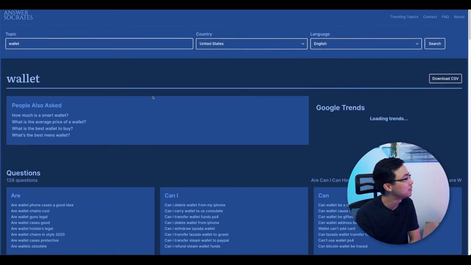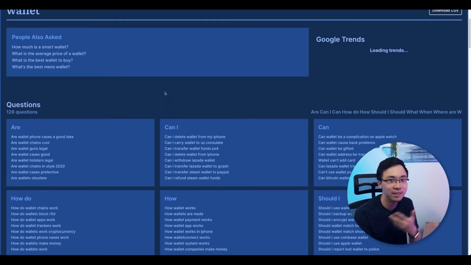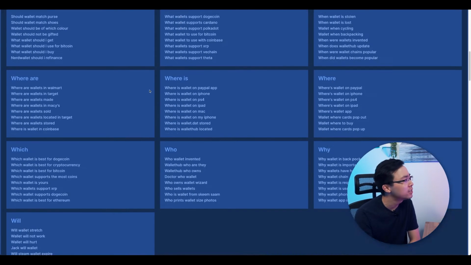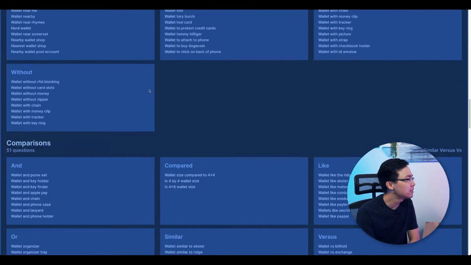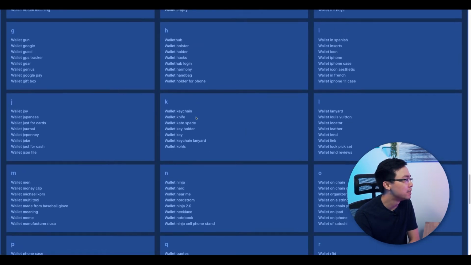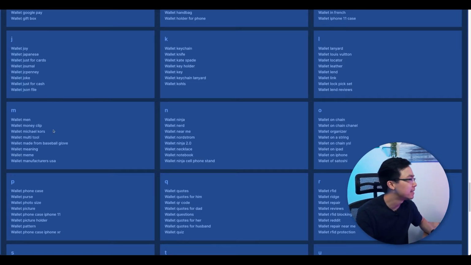So you can see stuff like how much is a smart wallet, what's the best wallet to buy. To be honest, I didn't even know that a smart wallet existed, so apparently those are a thing now. And I'll see other things like the common questions asked and things like that. And I'll also probably see things around the phrases of things that might be interesting to me. So what you'll see is maybe I wanted to create some sort of content around a wallet money clip. So I'm going to go ahead and take this phrase here.